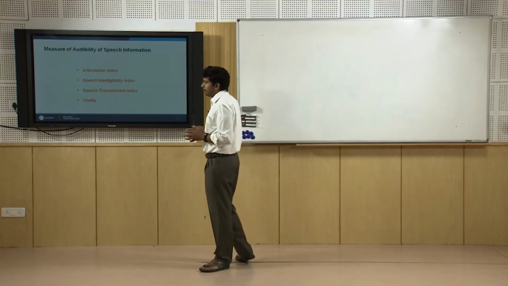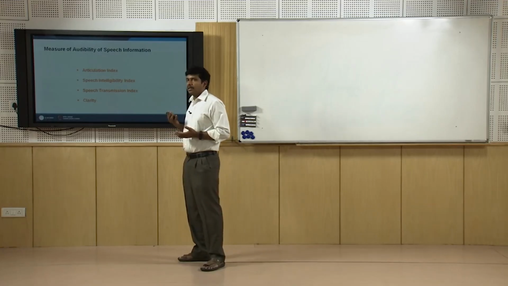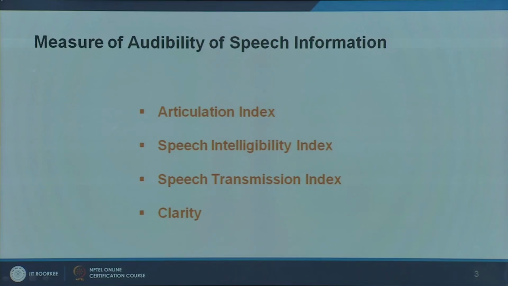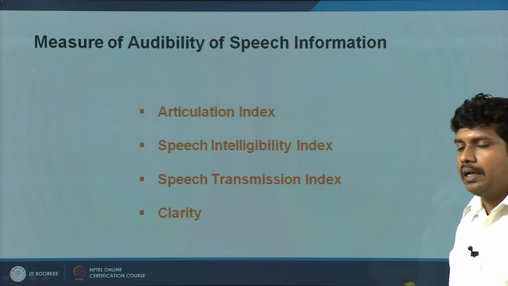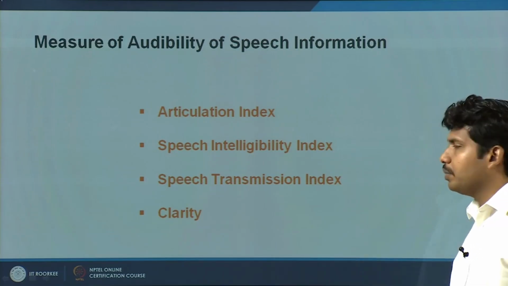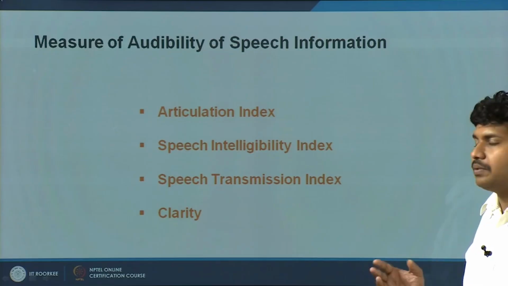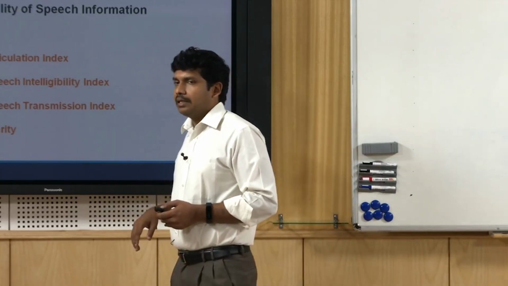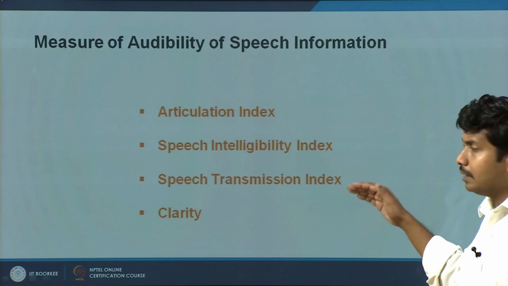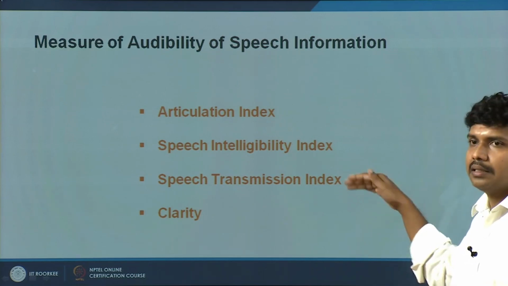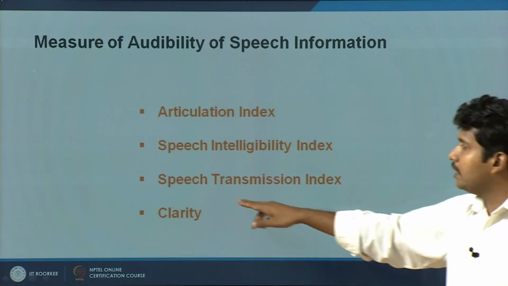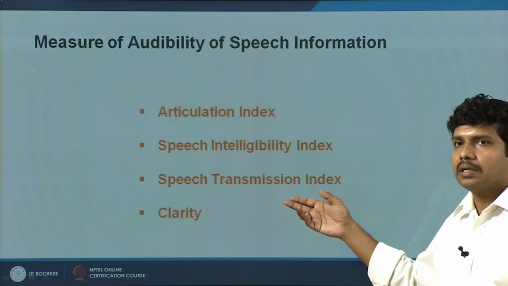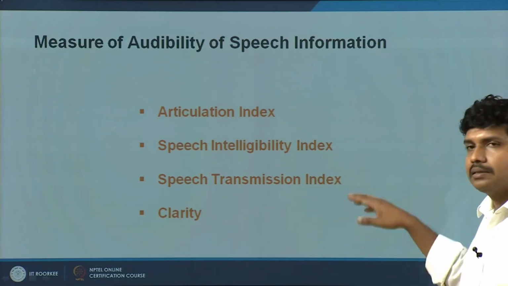Audibility of a particular speech or music depends primarily on how well you are able to hear, and it can be determined by three parameters. More or less they are the same, the indicator or the representation is also similar, but they considerably vary from one another. First is the articulation index, second is the speech intelligibility index, third is the speech transmission index. There is another version of it called RASTI, the rapid speech transmission index, commonly termed as STI.